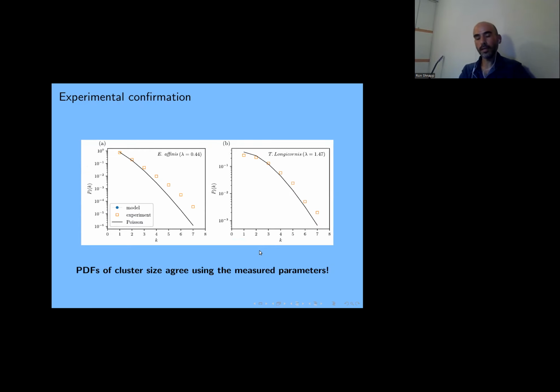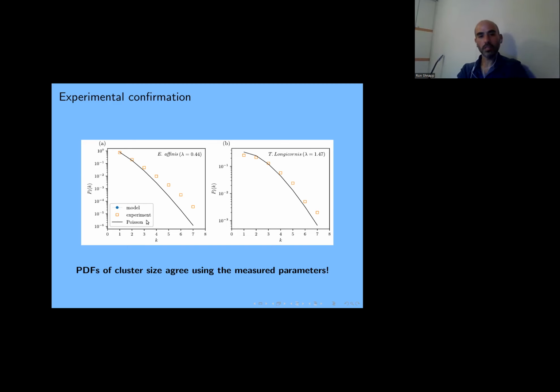The thing is that now that we have an estimation for the interaction sphere and for the memory timescale, we can actually see and test whether our model can predict the observations for the small-scale clustering effects that we have in the experiment. So right here, we have in black line the Poisson distribution that corresponds to the same density that we had in the Eurytemora affinis experiment. And here we have the Poisson distribution for the Temora longicornis experiment.